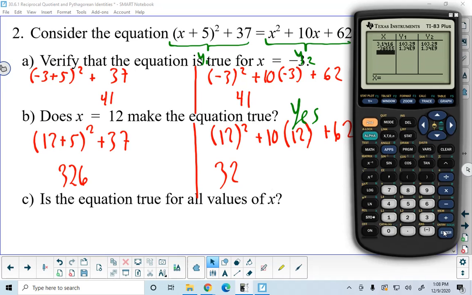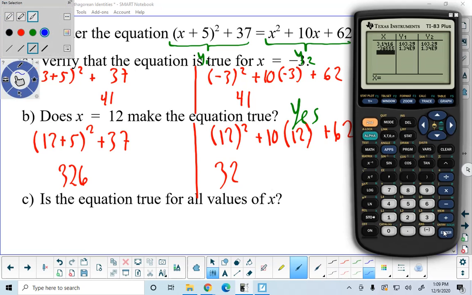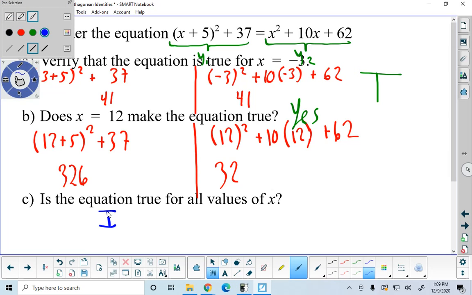But theoretically, everybody, I haven't proven to you that it's always true. It turns out it is. But there could be a number for x that I haven't thought of that makes it not true. So the best we can answer here for C is, it appears so.